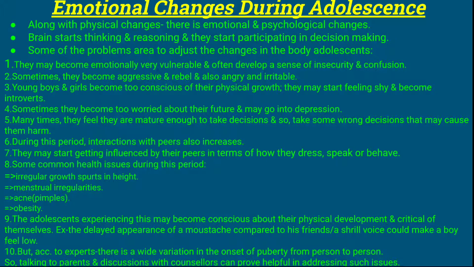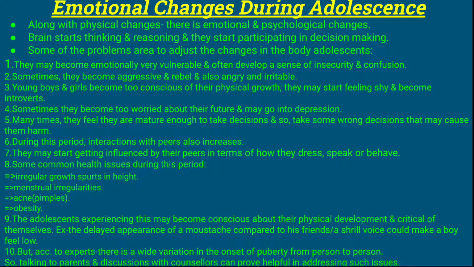Then there are certain emotional changes happening during this adolescence age. Along with the physical changes, there are certain emotional and psychological changes happening here. The brain starts thinking and reasoning, and they start participating in decision making. Some of the problems are that they have to adjust to these changes in the body of the adolescents.